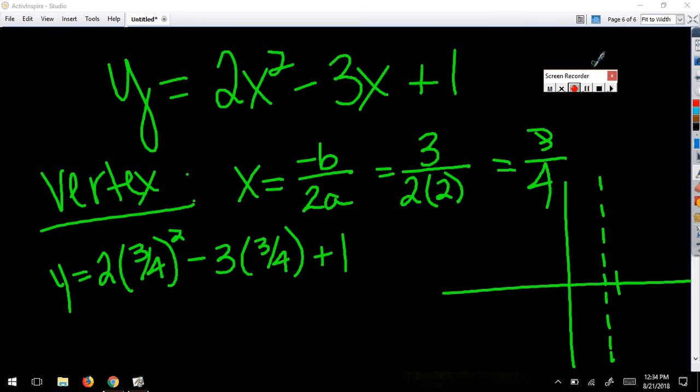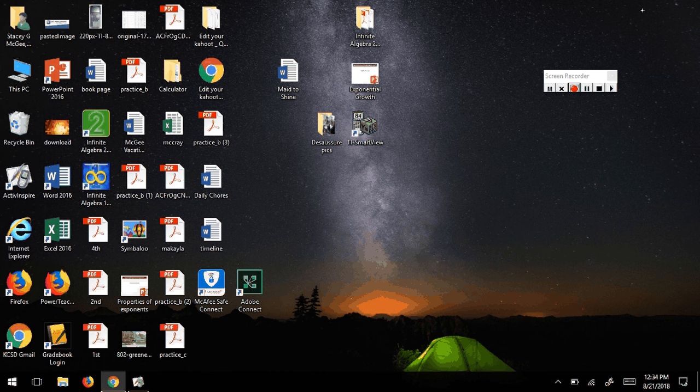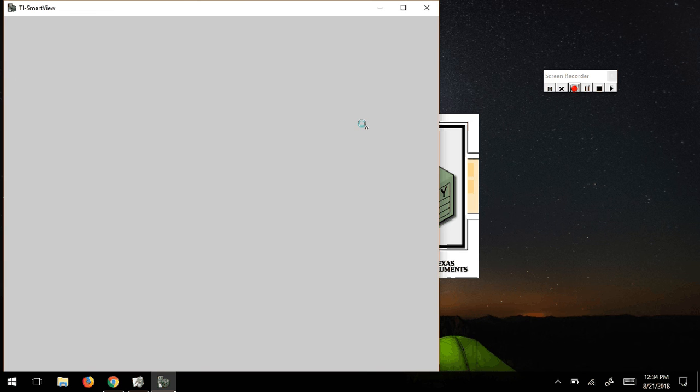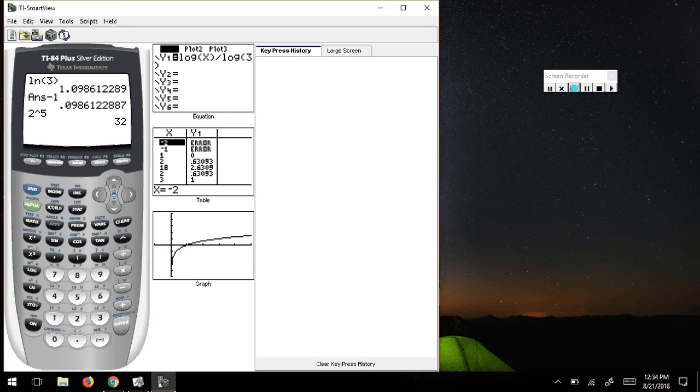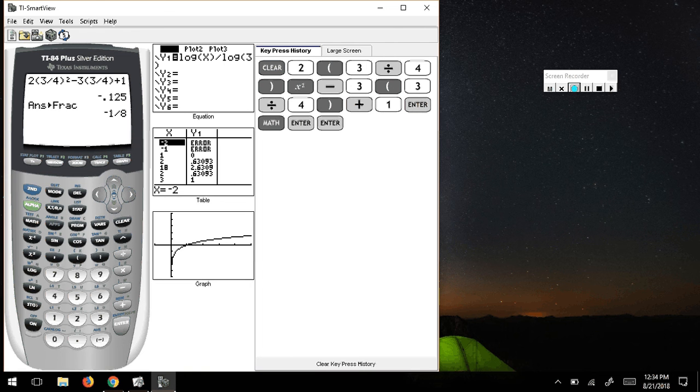If you have your calculator, let's do this together. It was 2 times 3/4, squared, minus 3 times 3/4, plus 1. We all know how to enter fractions on our calculators, right? If you hit math, enter, you'll get the fraction back out, so it's negative 1/8.